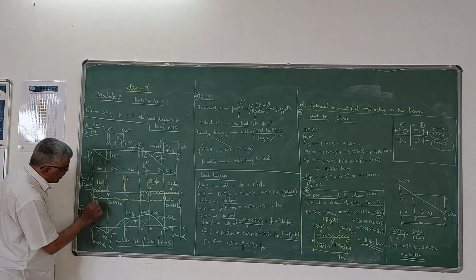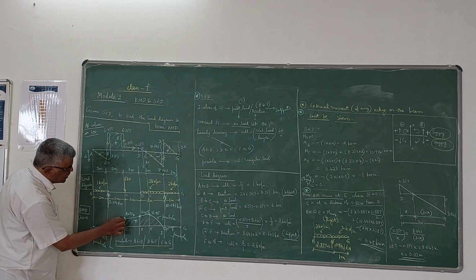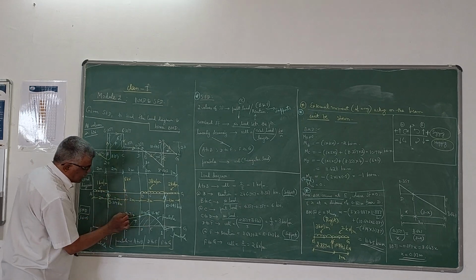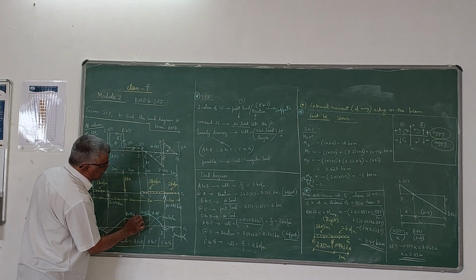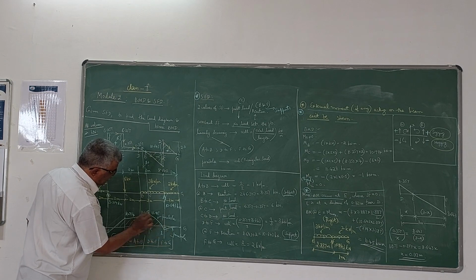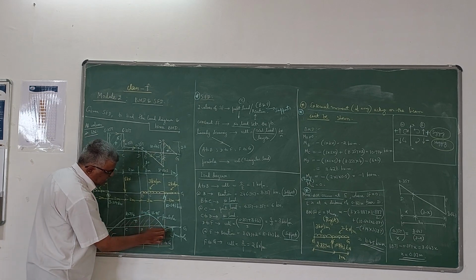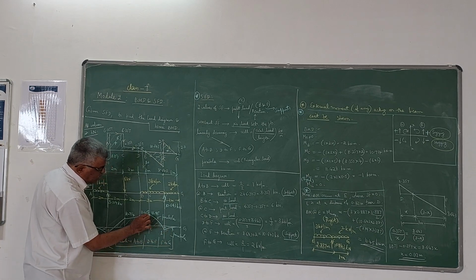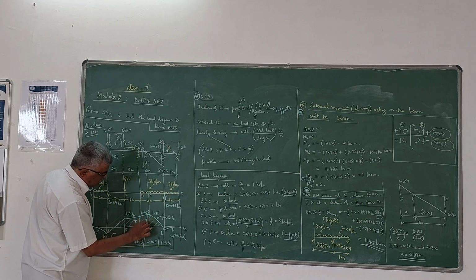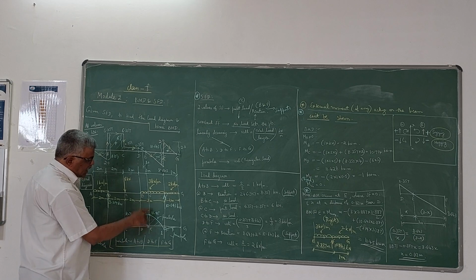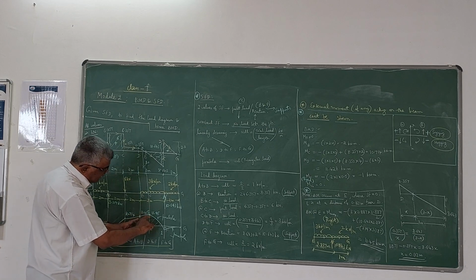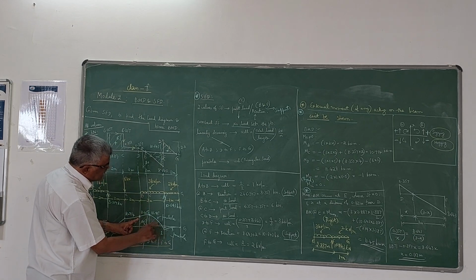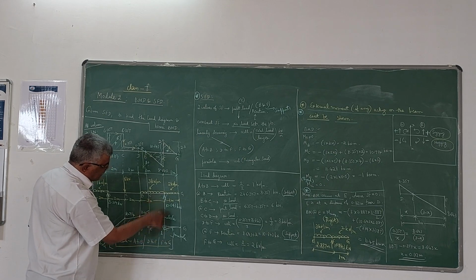From A to B it is a parabola because of UDL, B to C is a straight line, then C to D is a straight line, D to F is a parabola. Please note, in between D and F, you have point E. At E, you have the maximum bending moment. Maximum bending moment occurs at E, 11.45. Then it decreases, and it is negative at F.